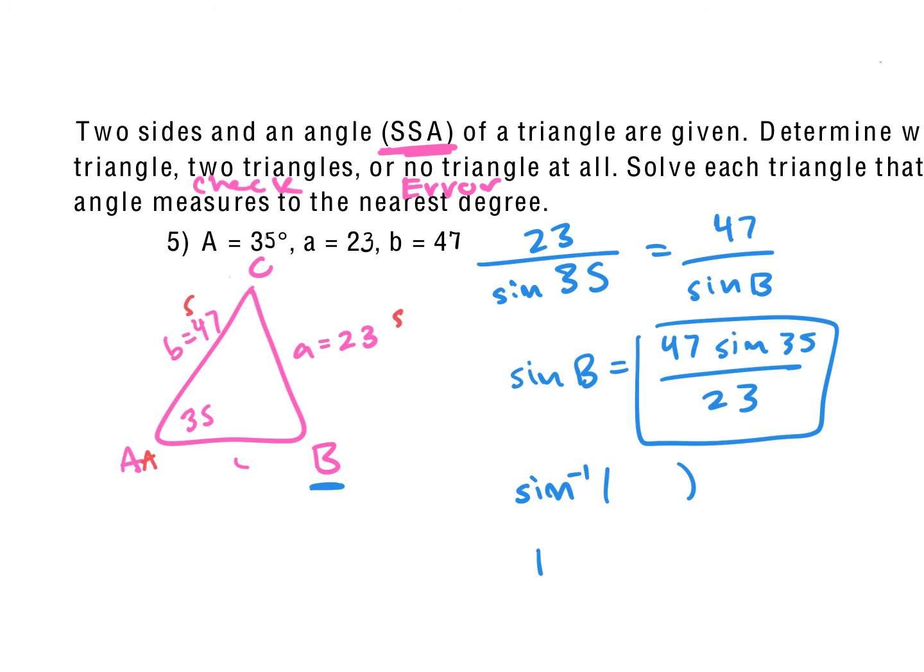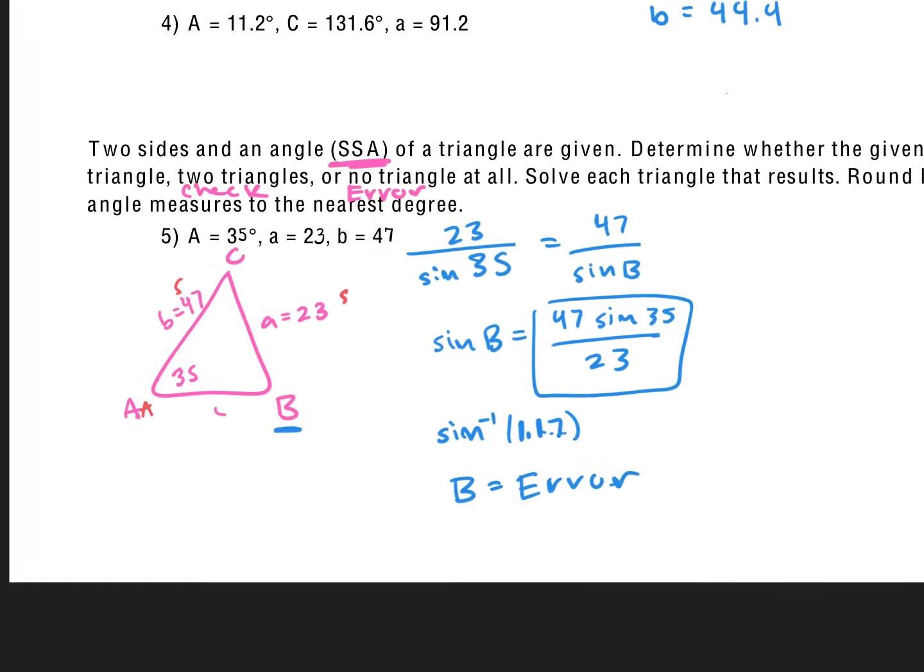And what do we get for angle B? We get error. It ends up being like 1 point something here, 1.1720. 1.17, and then sine of that, it tells you error. So since we got an error, then we have no triangle here.